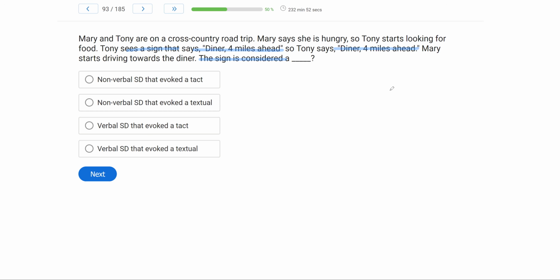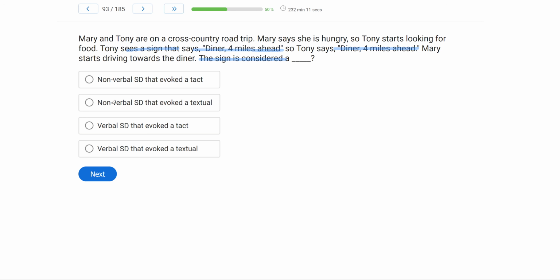Now, immediately here, you should be thinking verbal behavior. You have a sign, which is a verbal SD. Tony engages in verbal behavior. Tony's verbal behavior was evoked by this sign. So what are we going to consider that sign? A nonverbal SD that evoked a tact? Well, Tony's verbal behavior was not evoked by a nonverbal SD. Written word is a verbal SD. A sign is a verbal SD. So the nonverbal part is just incorrect. Same as B. The sign is not a nonverbal SD. The sign is considered a verbal stimulus.